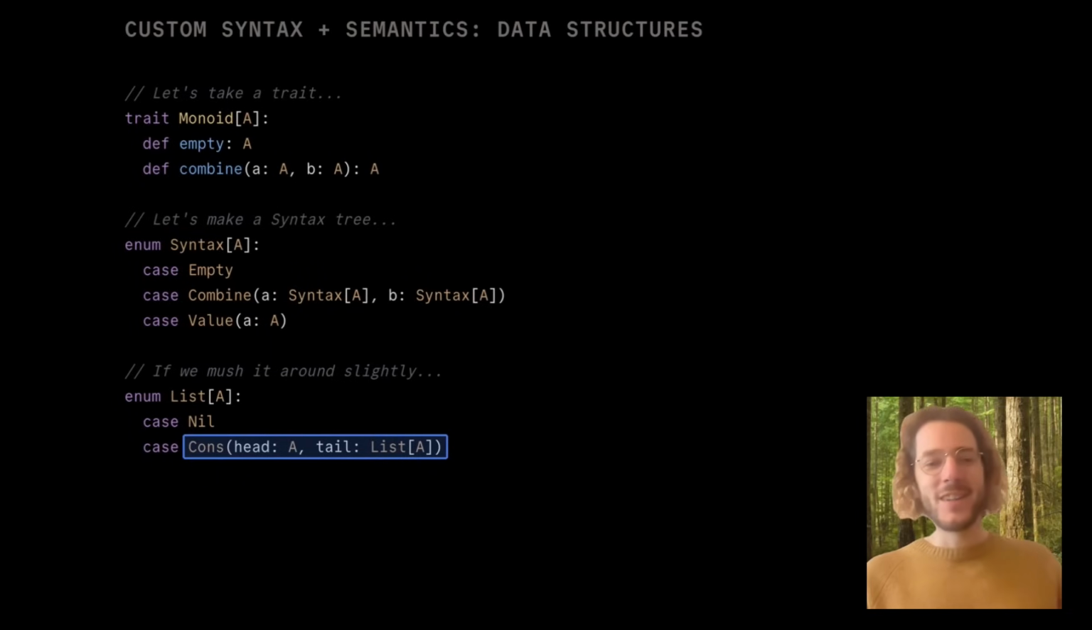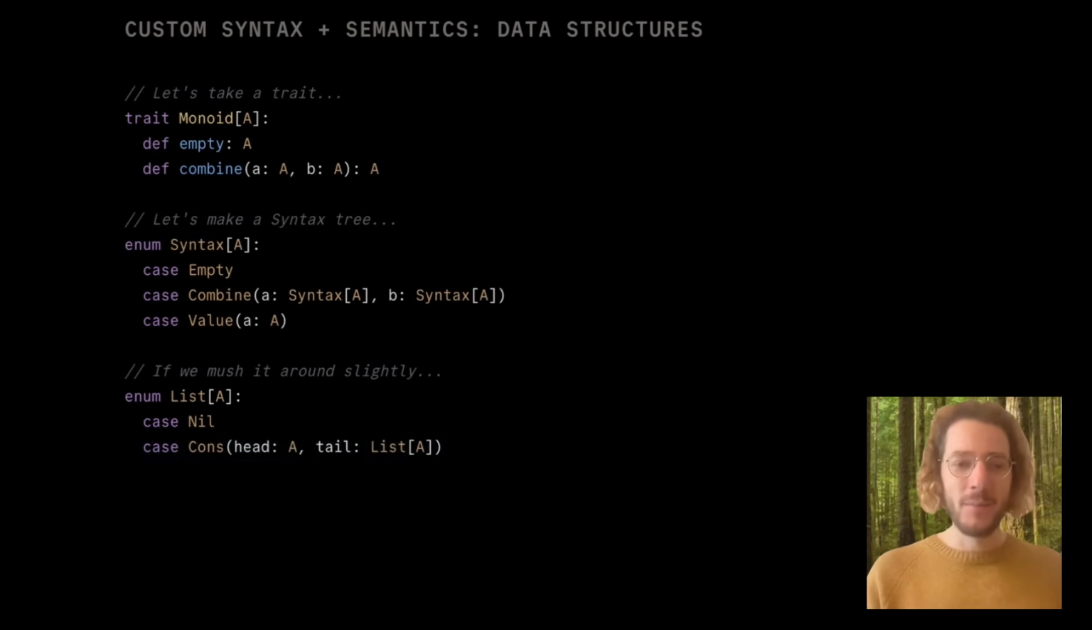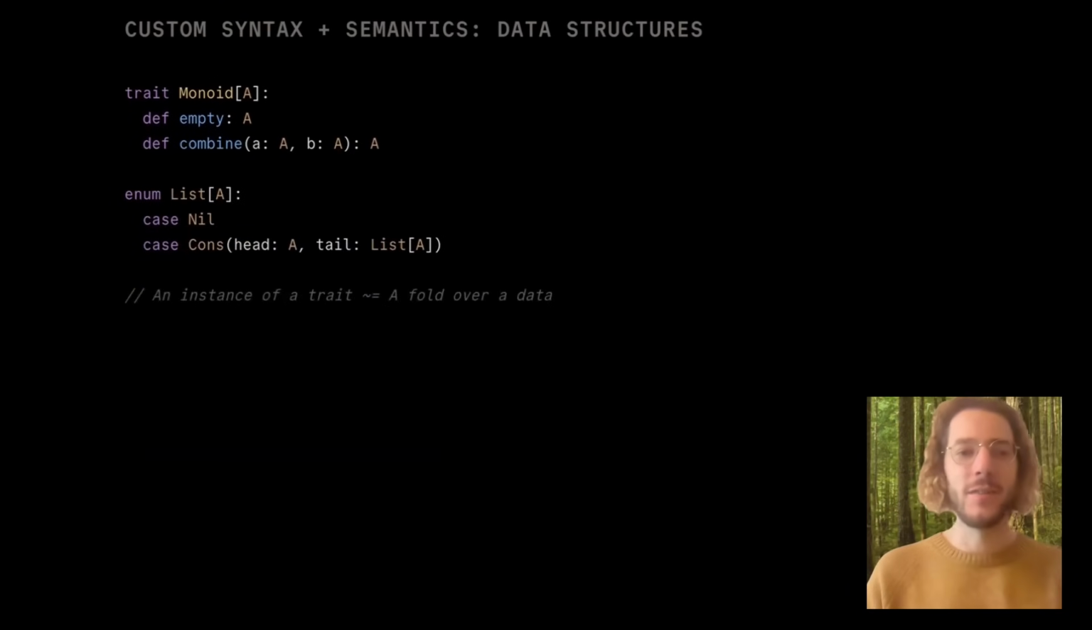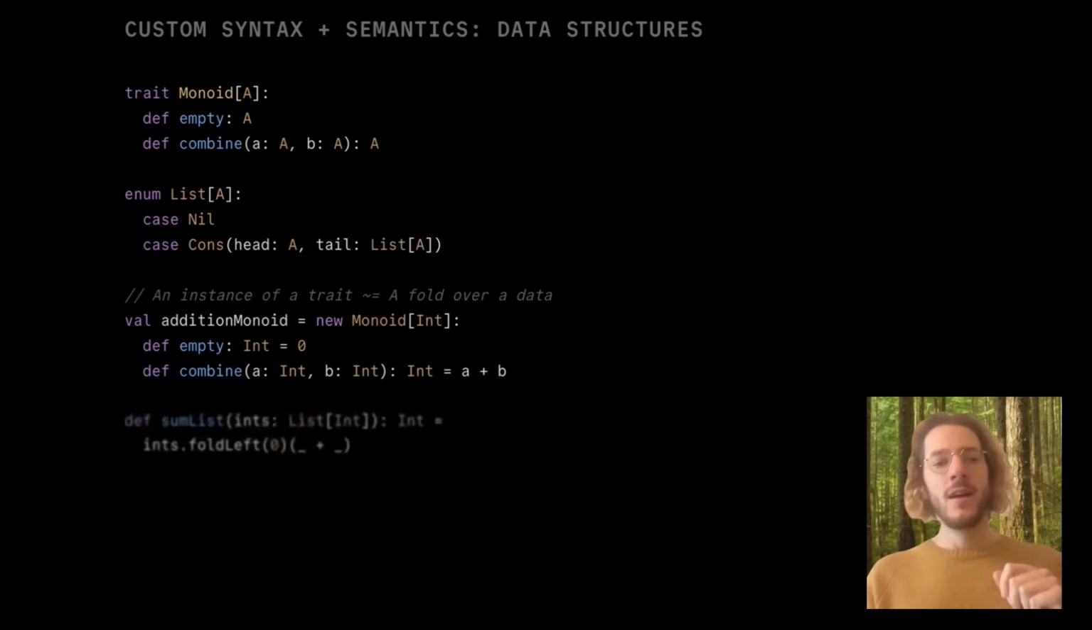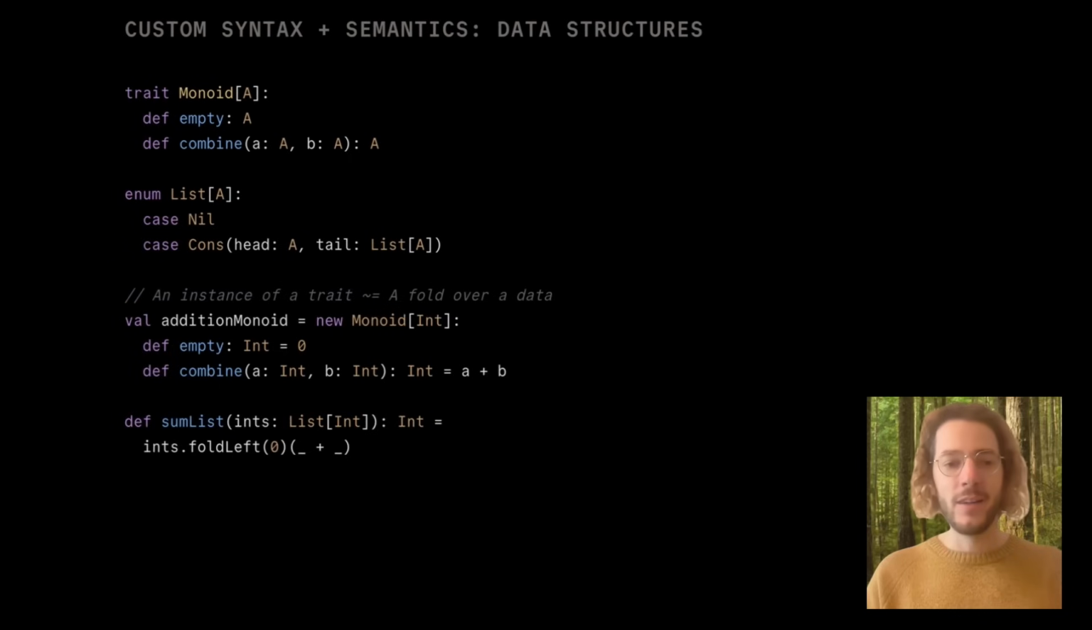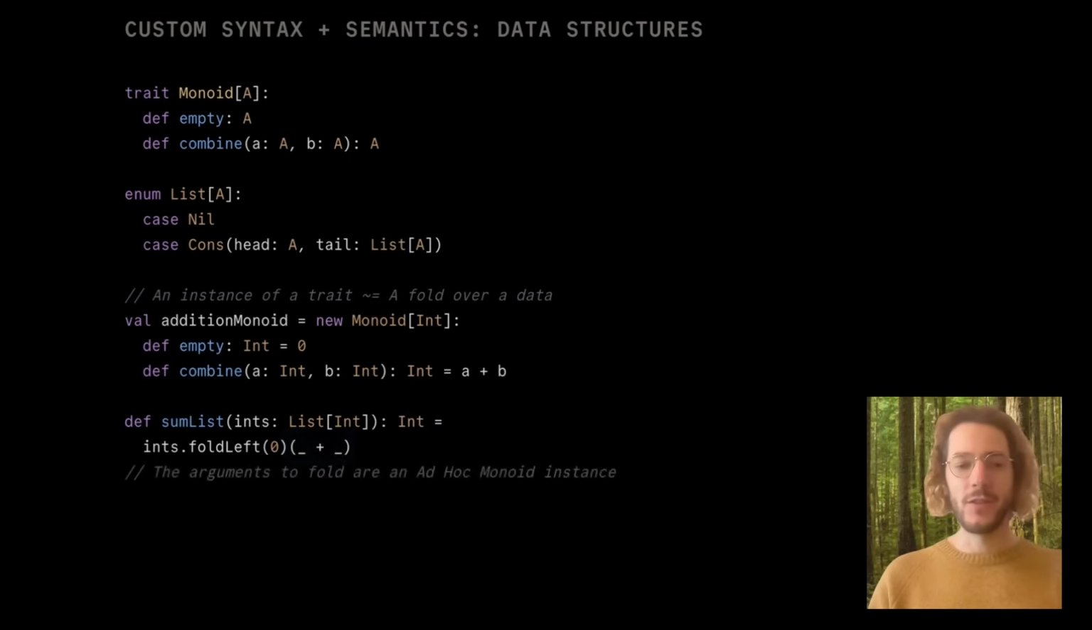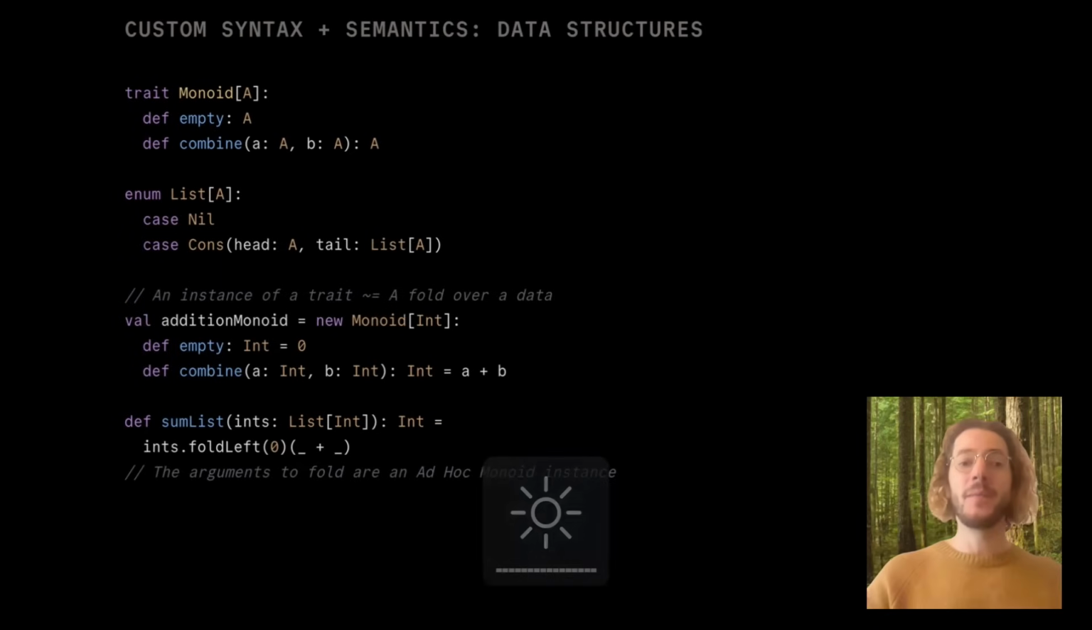The point is, the list is really just a syntax tree for a trait, and therefore we interpret it later by folding over lists. So if we take an instance of our monoid, perhaps the addition monoid, defining empty as 0 and combine as int addition, that is isomorphic in a sense to folding over a list of ints and providing 0 as the empty value and then addition as the combination operation. And so 0, 0, a plus b, we're providing an ad hoc monoid instance. Those are the arguments to fold. They're basically providing semantics for the data structure.